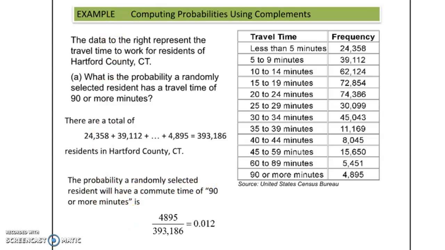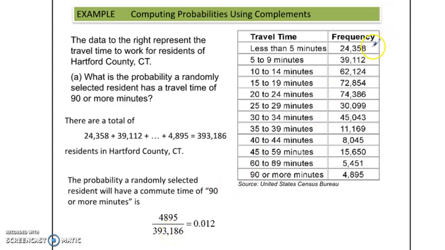So there is a 1.2% chance that a randomly selected resident will have a commute time of 90 or more minutes. Well, using the complement rule, how could we figure out the probability that a person does not have to travel 90 or more minutes? In other words, the probability of not 90 or more minutes. Using the complement rule, we could say, well, these residents are all traveling 90 or more minutes. So the other guys have to all be added together and then divided by 393,186. Well, that's very cumbersome.